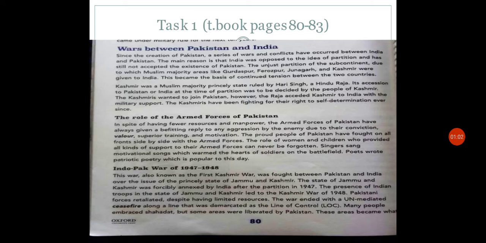Kashmir was a Muslim majority princely state ruled by Hari Singh, a Hindu Raja. Its accession to Pakistan or India at the time of partition was to be decided by the people of Kashmir. The Kashmiris wanted to join Pakistan, however, the Raja acceded Kashmir to India with military support. The Kashmiris have been fighting for their right to self-determination ever since.